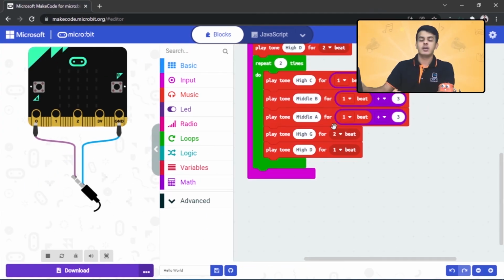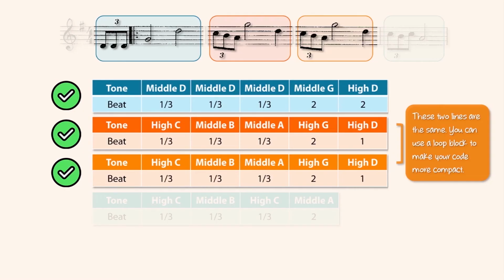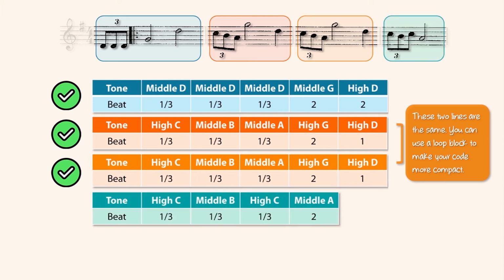Okay, now we have built the second bar and we repeated that 2 times because the second bar is similar like the third one. And we make this step actually to make the code more compact. Alright, we finished 3 bars already. And now we are left with the last one.